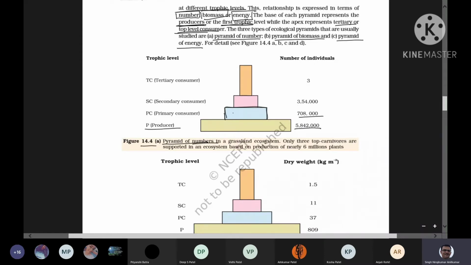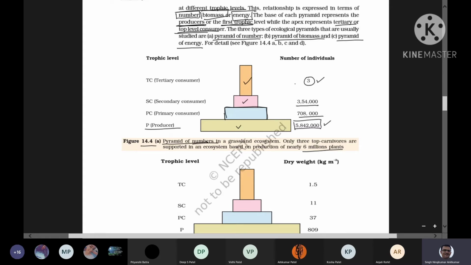And as you go up, this is the secondary consumer, again the number will become less. And if you look at the top consumer, this is only 3. See, only 3 top consumers are there. So suppose it is a grassland ecosystem, in the grassland ecosystem, for maintaining only 3 top consumers, a large number of producers play their role in the ecosystem, right? Approximately 6 million plants are there for maintaining only 3 top consumers. So here you can see the pyramid where the base is very broad and the top is very narrow. So this is the pyramid of number of a grassland ecosystem, right? So this looks like this.